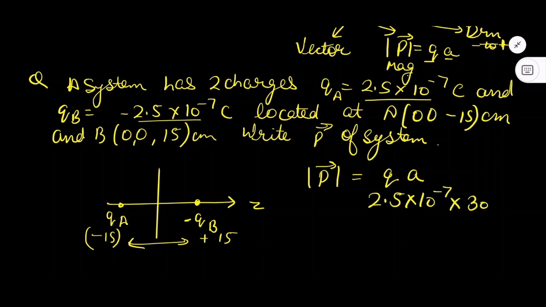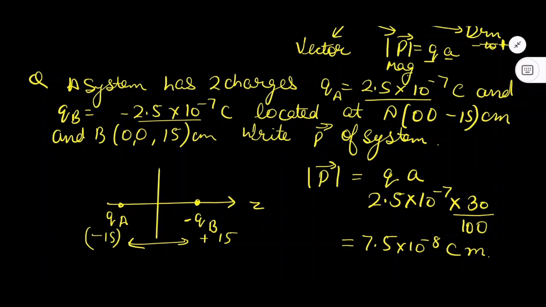Okay, so we have to write it in SI units. For SI we'll be dividing it by 100, centimeter to meter. On solving I'll get 7.5 into 10 raised to power minus 8, and the units will be coulomb meter. So this is the magnitude of the dipole moment.